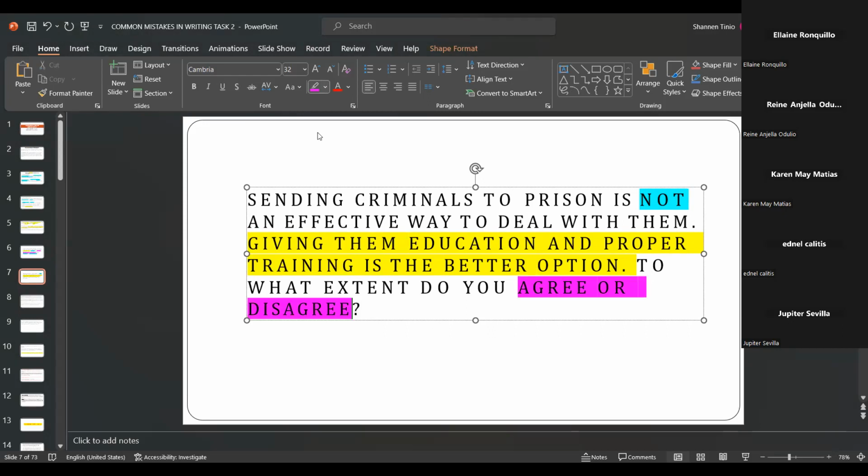Ayan na. This is an indication that the instruction is asking you whether you agree or disagree. Hindi sinabi dito pumagitna ka, ha? It doesn't ask any other question. The only task na hinihingi sa'yo dito is whether you agree or disagree on the certain discussion. Agree ka daw ba?